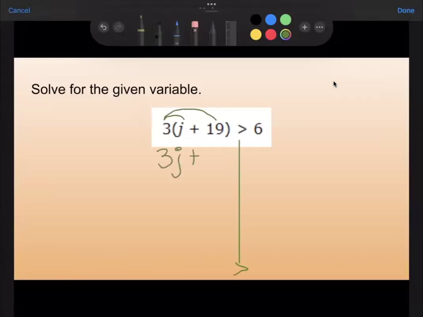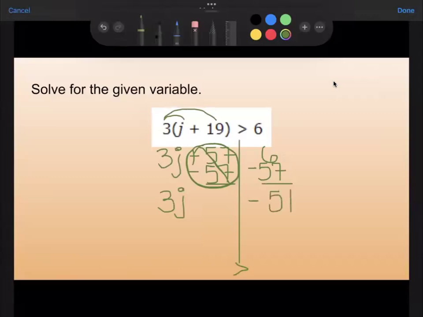3j plus, and then we do 3 times 19. And I'm going to do it off to the side because I don't really know my 19 facts off the top of my head, but it comes out to 57. And then we have 6 over here. So all we've done so far is distribute. Now we're going to start moving things away from j. So let's move that 57 to the other side of the inequality by subtracting 57 from both sides, or doing the opposite. Okay, so this will cancel to 0. We'll still have 3j over here. And now we just need to do 6 minus 57, which is negative 51.